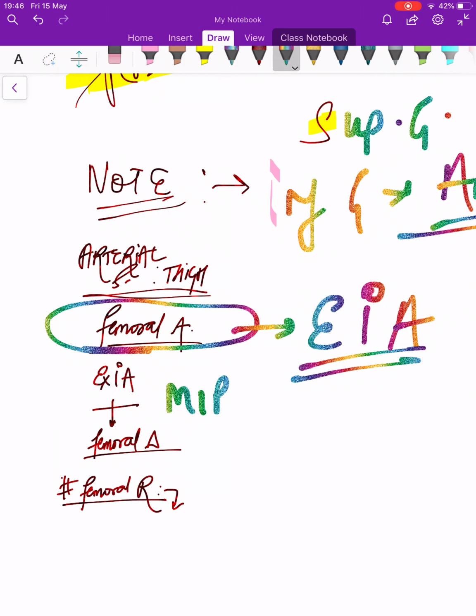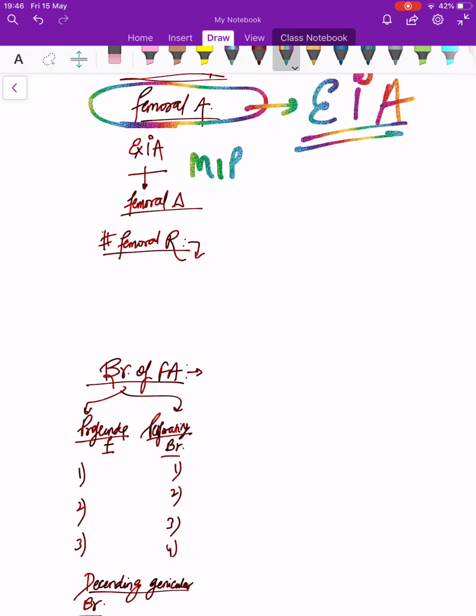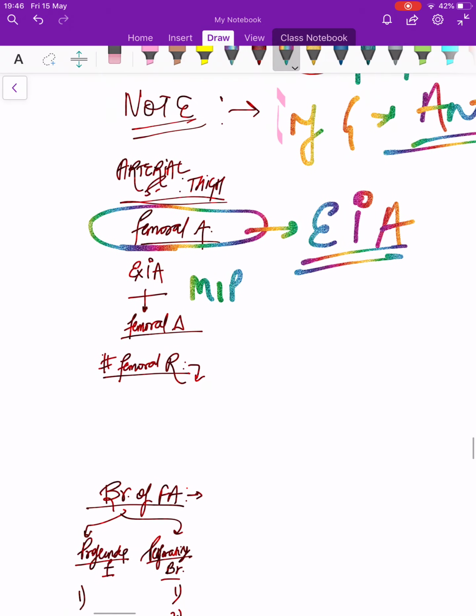Then it will form the adductor canal, it will go into the adductor canal, then it will go into the adductor hiatus, then it enters the back of the knee joint and it will form the popliteal artery. Fine.